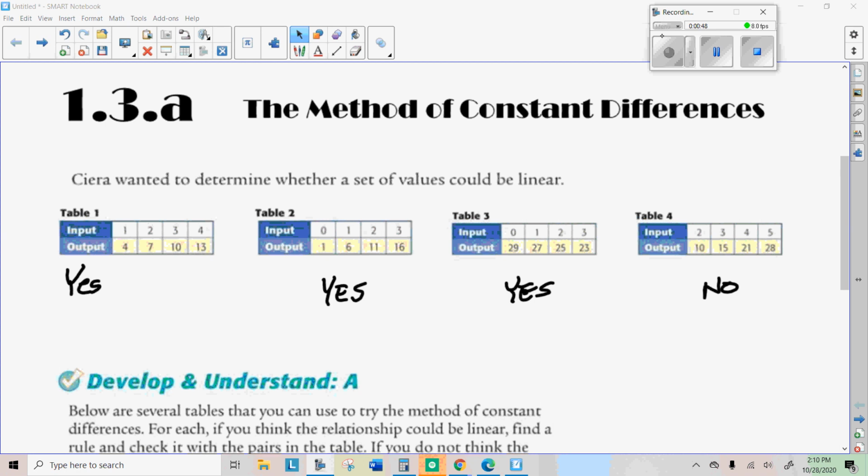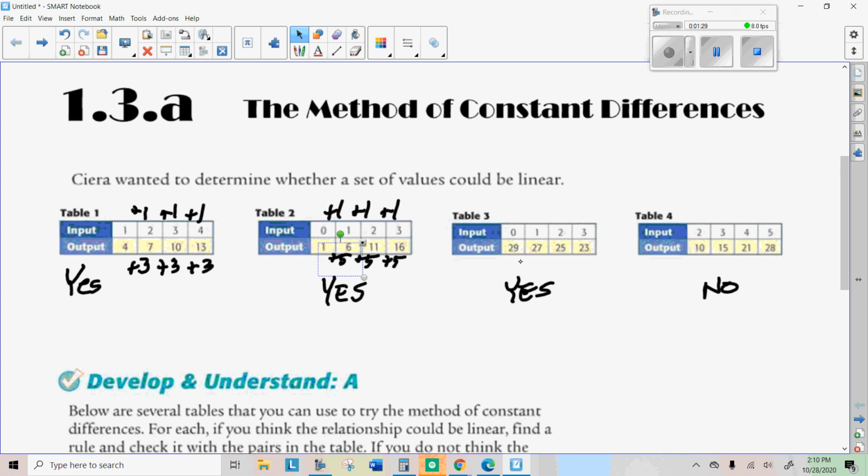All right, so if you got them right, awesome, good job. The first 3 tables are linear, the last one is not. And the way you tell is by looking at the difference between the numbers. Check this out. On the bottom here, every number goes up by 3, and every number on the top goes up by 1. Second table, every number on the output goes up by 5. By the way, the output would be the y values. And the inputs go up by 1.